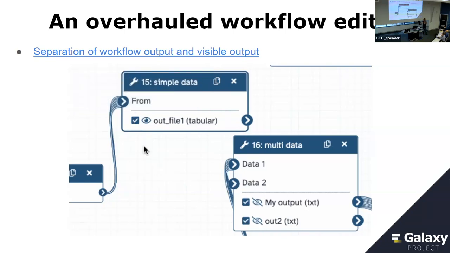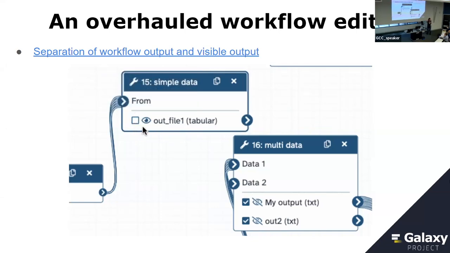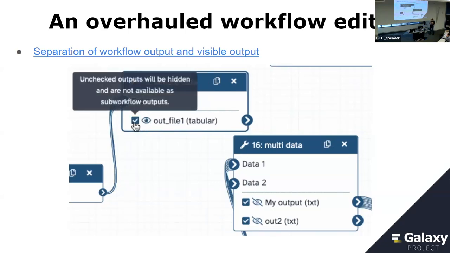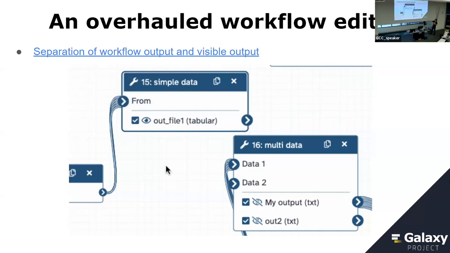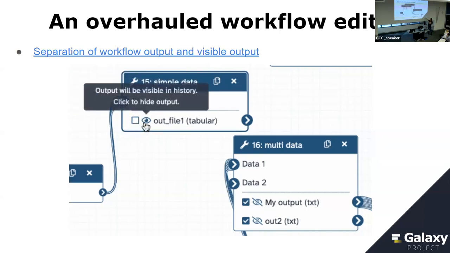So what we did is that only outputs that are marked as a workflow output. So it's not just that it's produced, it means this is an important artifact of the workflow. This is a workflow output. So you can select these workflow outputs with a button, with a check mark. We used to only have, I think we only had the checkbox.